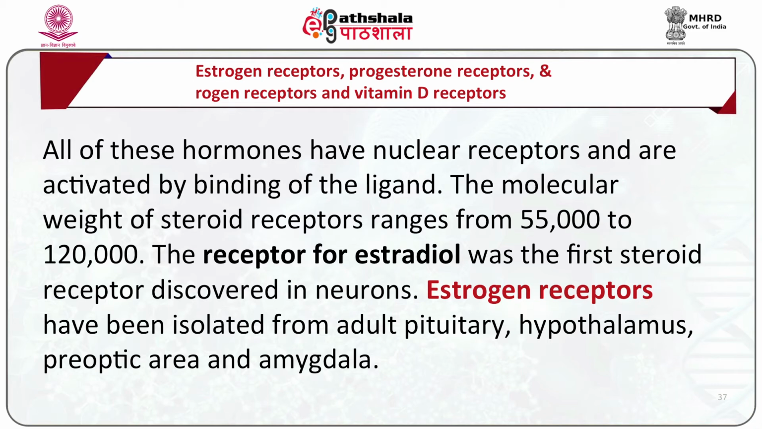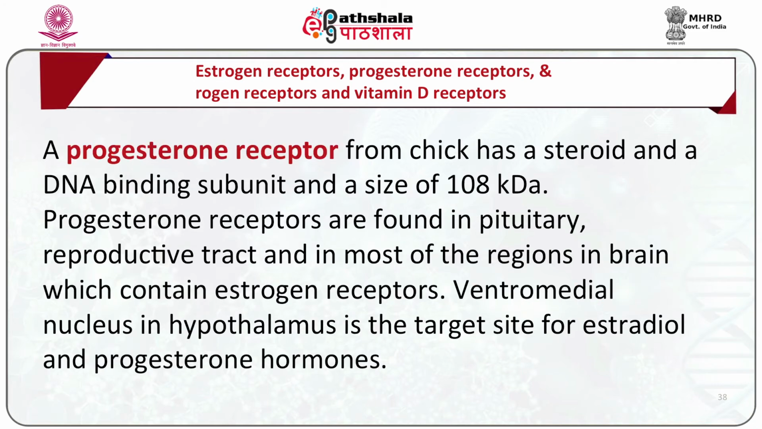Estrogen receptors have been isolated from adult pituitary, hypothalamus, preoptic area and amygdala. There are two types of estrogen receptors, ER alpha and ER beta. They are expressed differentially and have different signaling pathways.